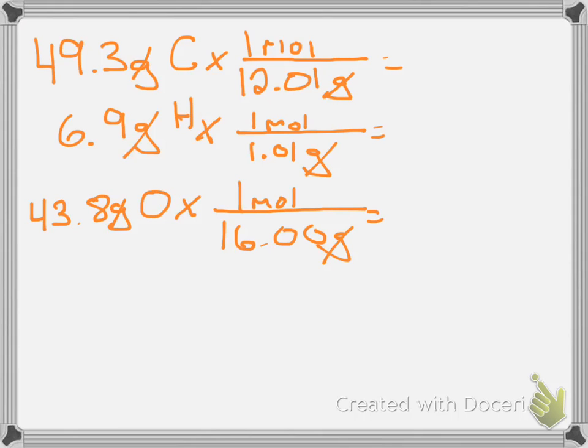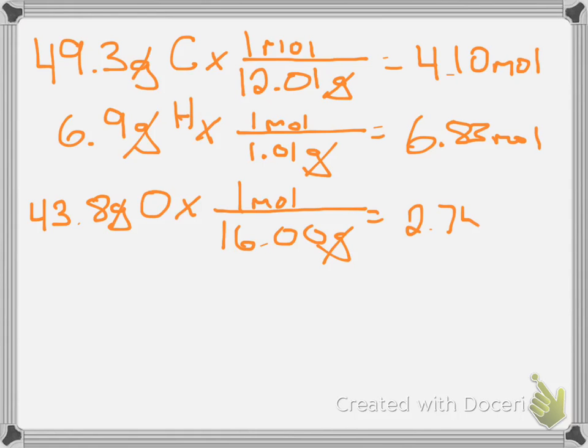All right, let's do the calculation of all 3 of these. 49.3 divided by 12.01 is going to give us about 4.10. That's moles. 6.9 divided by 1.01 is going to give us 6.83. Again, that's moles. Okay, and 43.8 divided by 16 is going to give us 2.74.